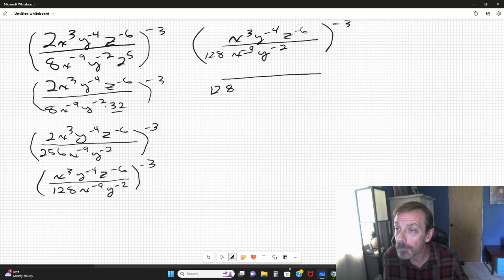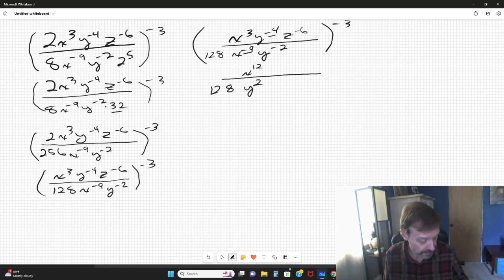So that's -9. I'm going to move that up to the top. Reverse the sign. Comes up x to the positive 9 plus x to the third gives me x to the 12th. Now this -4, I'm going to move down. The -4 becomes a positive 4. I have y to the -2, so positive 4 minus 2 is 2. Y to the second. And then z to the -6, I'm just going to move that down. Z to the -6 becomes z to the positive 6th. Looking a little cleaner, right?